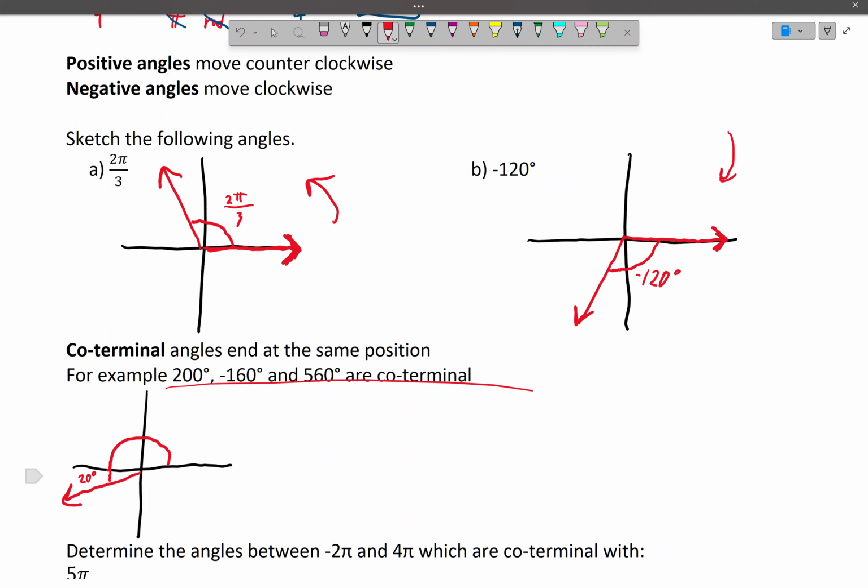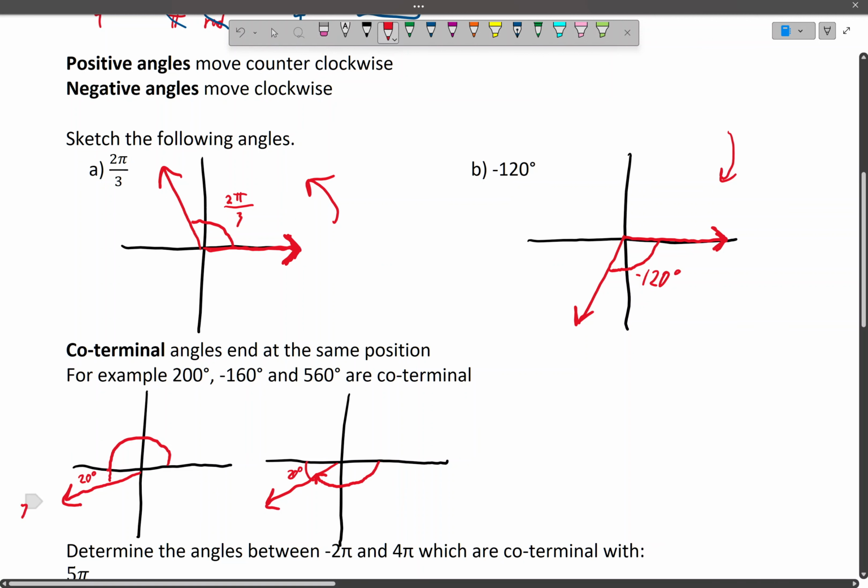Right? Now we can draw the negative 160 option, which is almost to the 180, but it has that extra 20 here. Actually, maybe I'll list it over here. 200 degrees, negative 160 degrees.